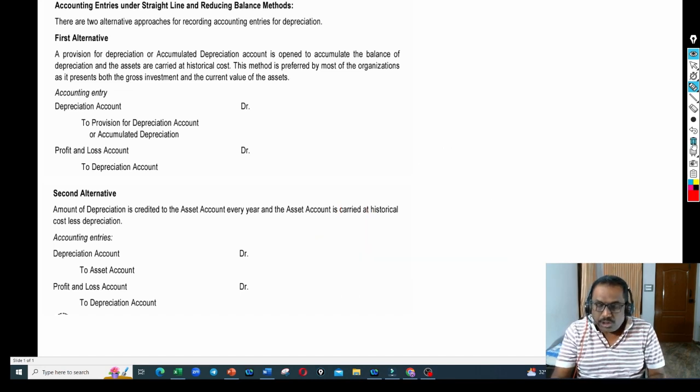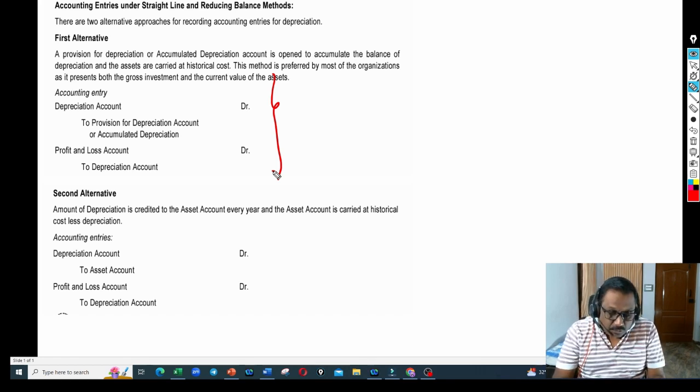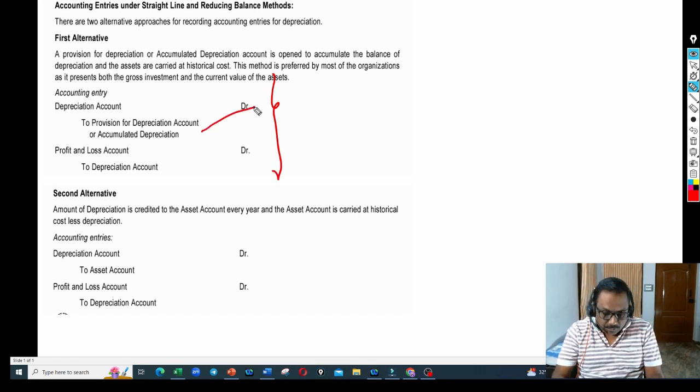So these are the two different types of journal entries being posted by companies or any business organizations. The first one: instead of crediting the asset account, we are crediting accumulated depreciation. Here we are crediting the asset account. How is this going to appear in our balance sheet?